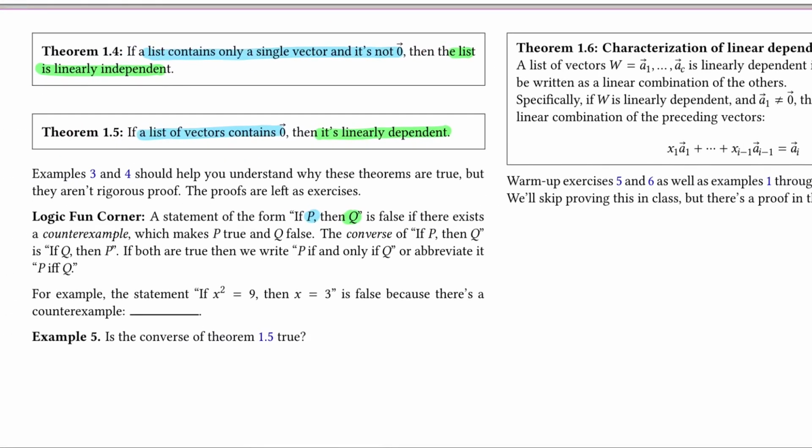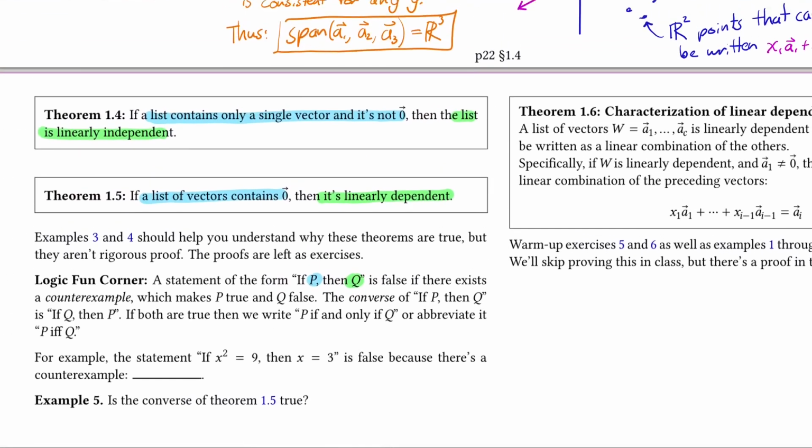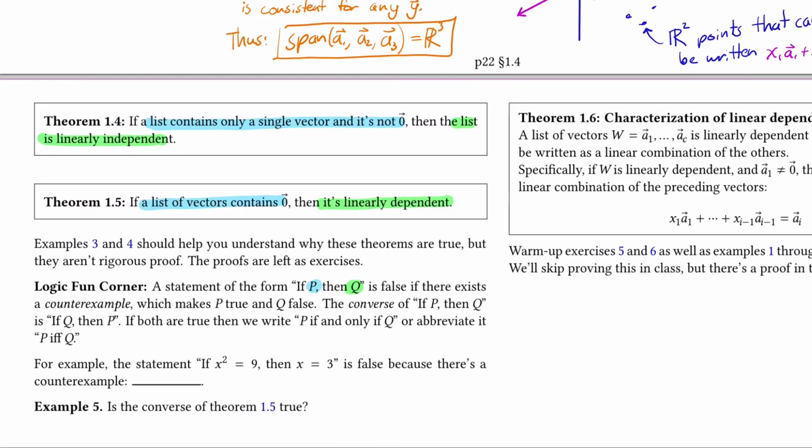Now, we know it's false if there exists a counterexample. Now, these theorems do not have counterexamples because they are true. I wouldn't call them theorems if they were not always true. So a counterexample makes it so P is true and Q is false. So like if it were possible to find a list of vectors that contains a 0 vector but is not linearly dependent, that would make theorem 1.5 false.